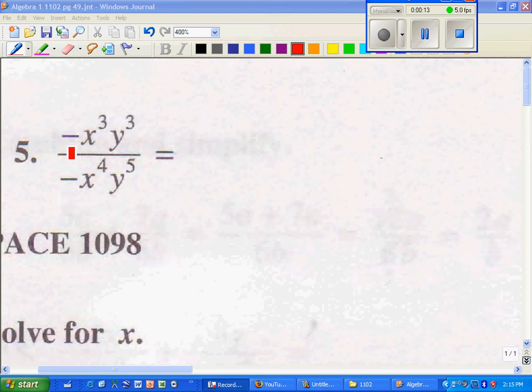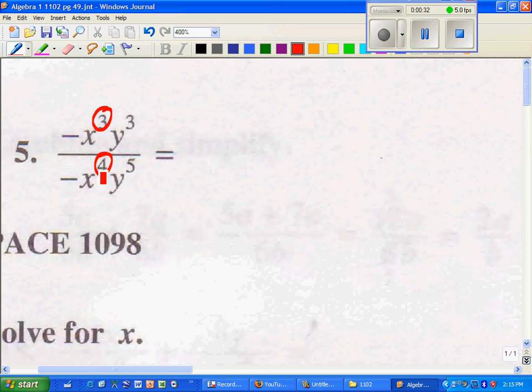Our sign is going to be positive because both the numerator and the denominator are negative. And when the signs are negative, my answer is positive. When both signs are negative. So here I'm going to subtract the exponents. 4 minus 3 is 1, and the larger exponent determines where the variable ends up.